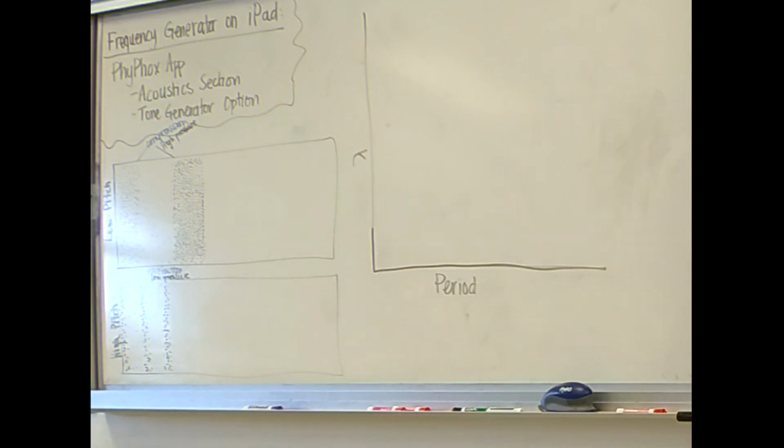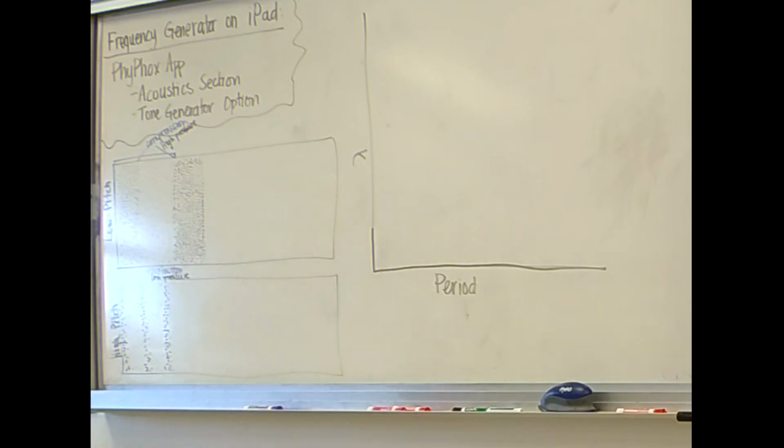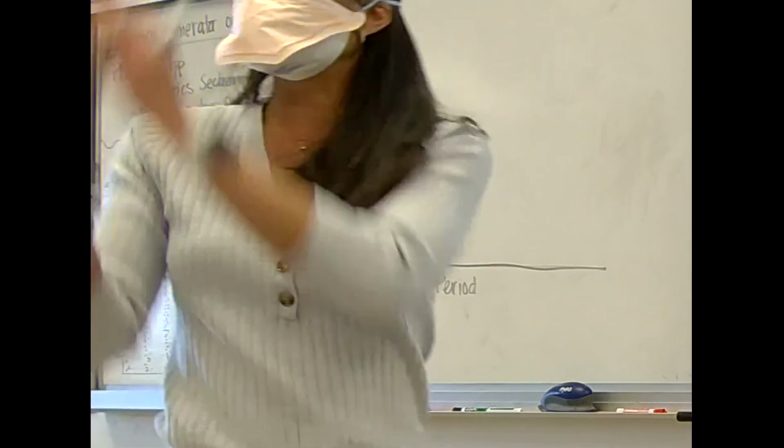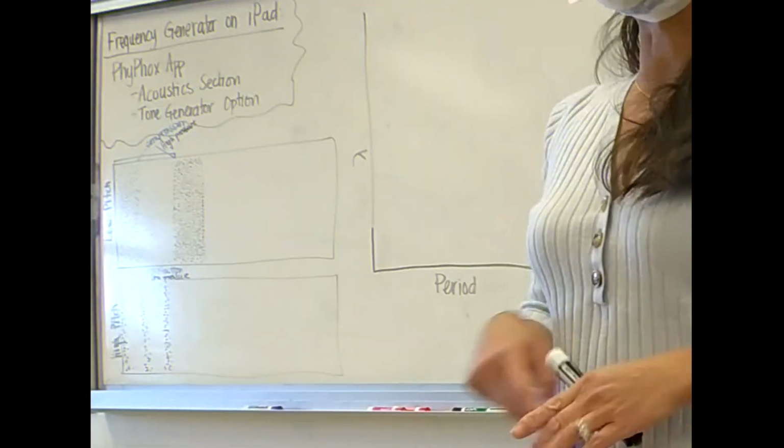And then the wavelength, I expect you guys to know that it's from the beginning of a compression to the beginning of the next compression, or beginning of a rarefaction to the beginning of the next rarefaction, or from middle to middle. Any questions on the diagram?